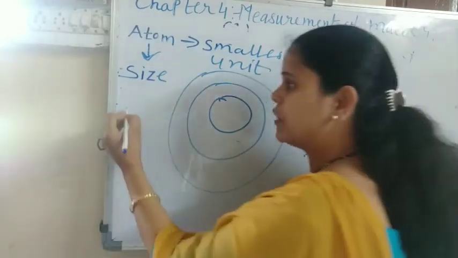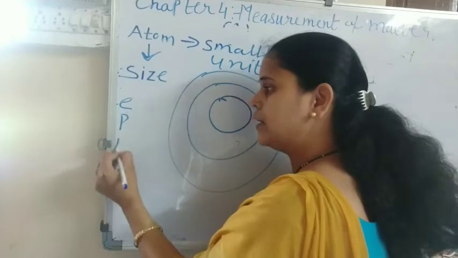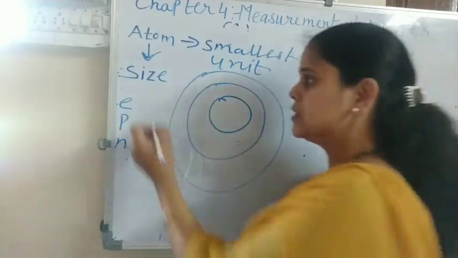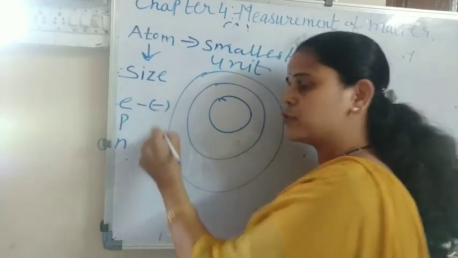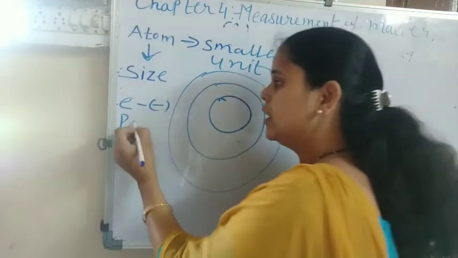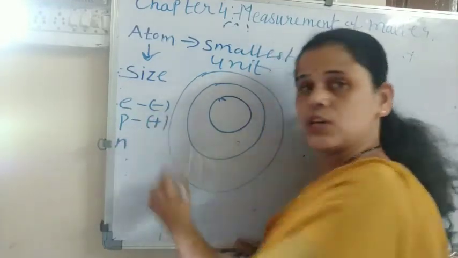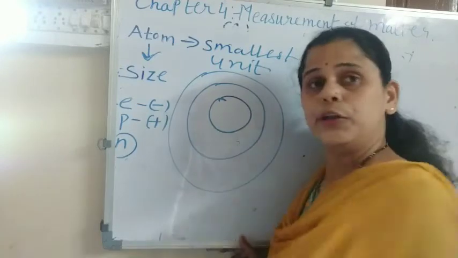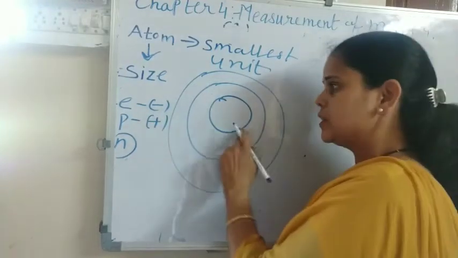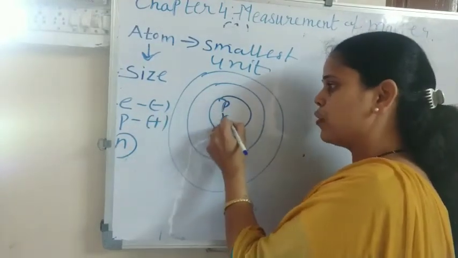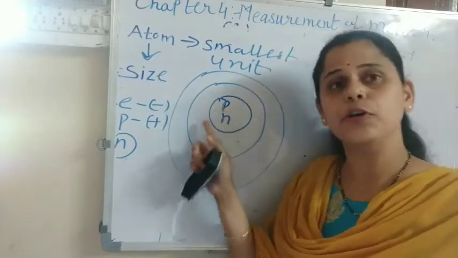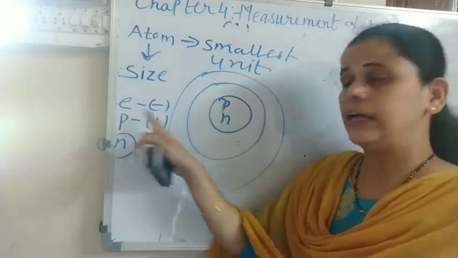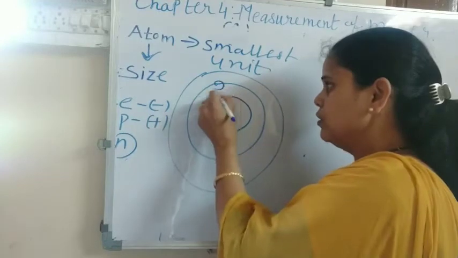There are three particles of an atom: electron, proton and neutron. An electron is a negatively charged particle. A proton is a positively charged particle and a neutron is neutral. In the nucleus, protons and neutrons exist, and electrons revolve around the nucleus.